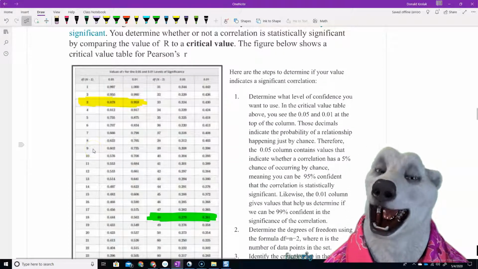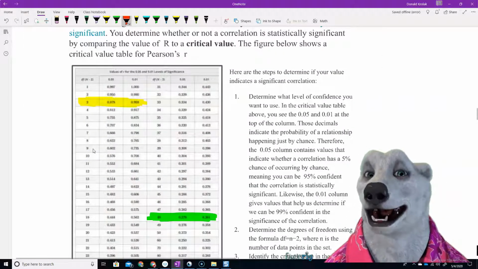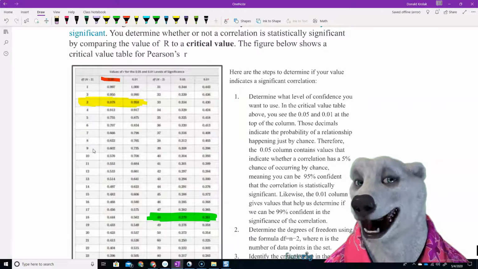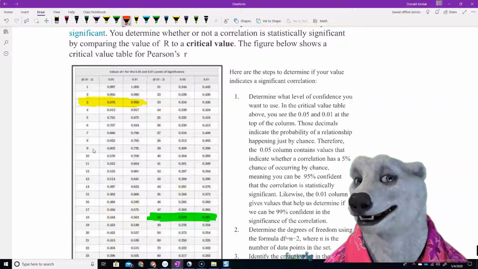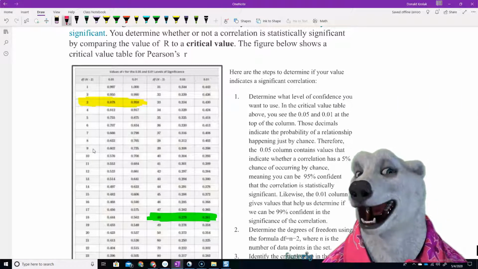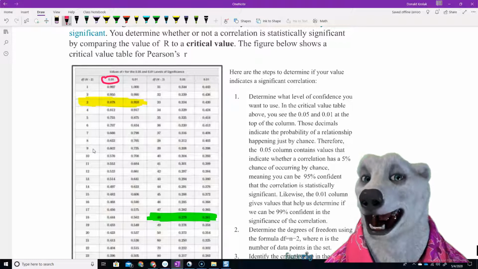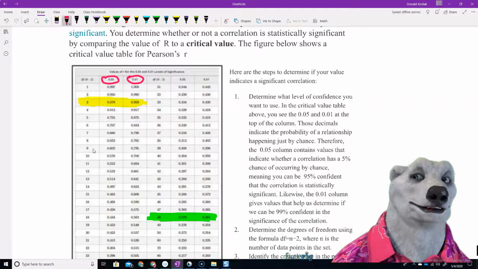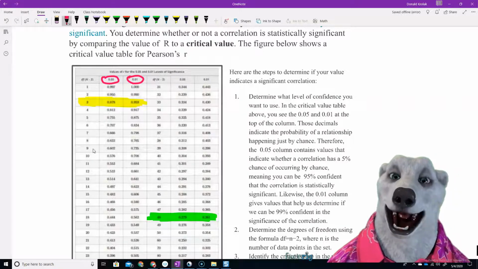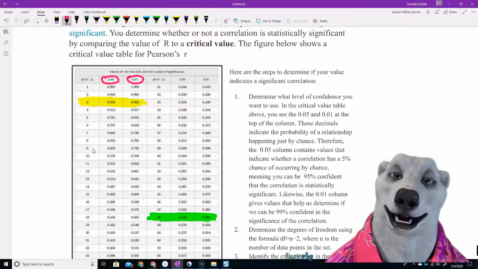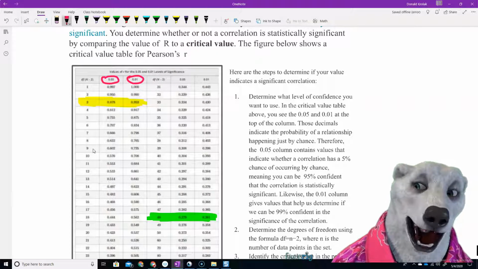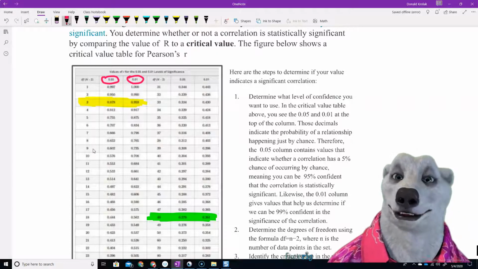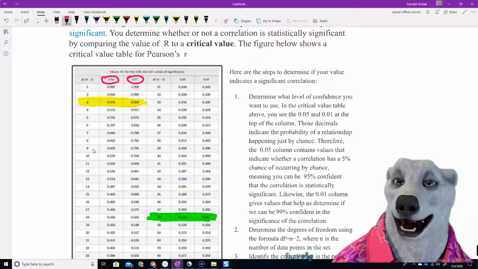All right. Now above that, we've got these two columns. One is 0.05 and one is 0.01. What those are called are your confidence levels. So if we're going to use the 0.05 column, here's what that means.